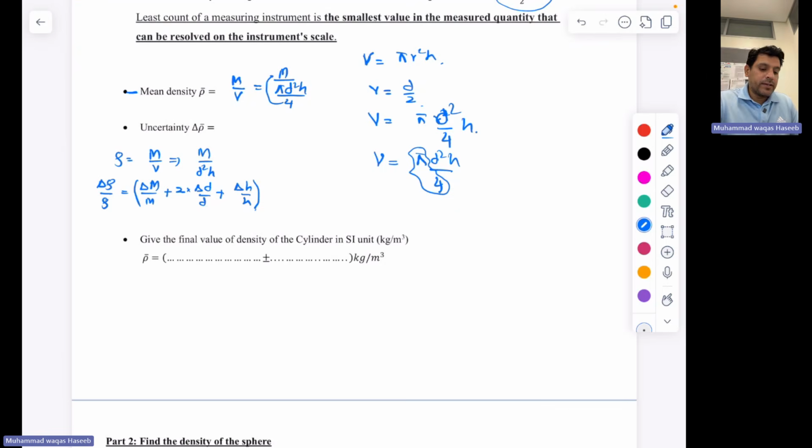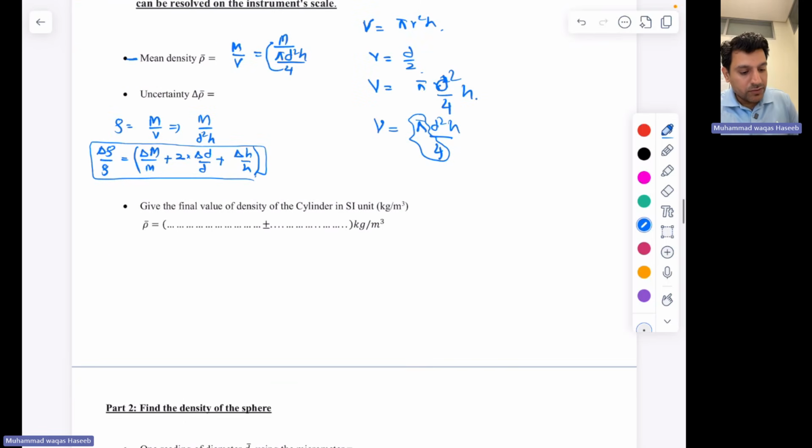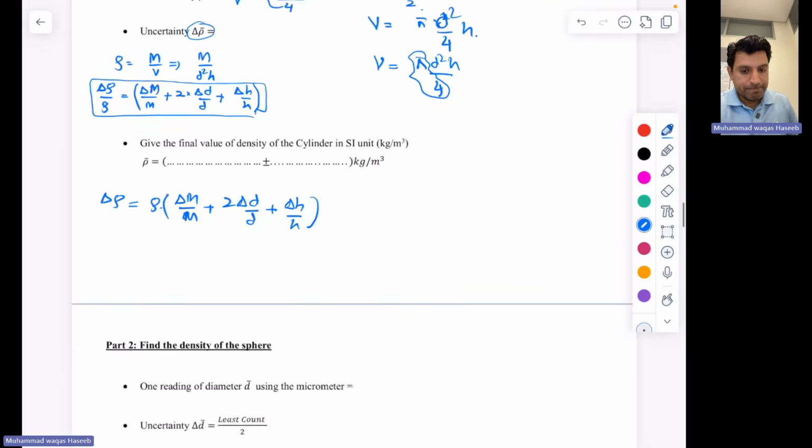Or, more rigorously, you can take the square root of it and find the exact uncertainty. And this method is also applicable. So if you're calculating the uncertainty, delta rho, which is your uncertainty here, will come from delta m over m plus 2 delta d over d plus delta h over h. This is how you can calculate the uncertainty.